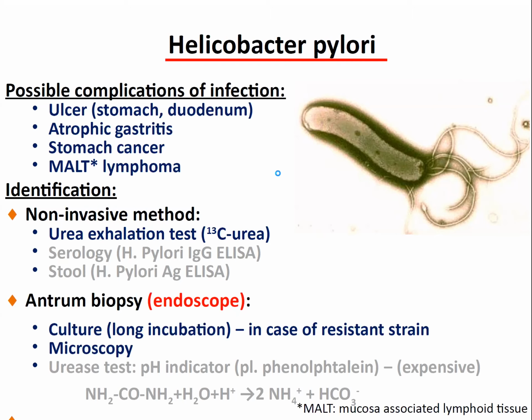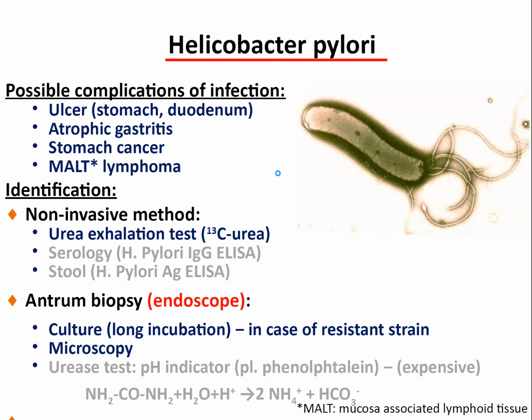Now, what is the urease activity for? This urease activity is going to protect the bacteria, because the urease is going to produce ammonia and ammonium as well. So that's a more alkaline milieu, and this alkaline milieu is protecting the bacteria.